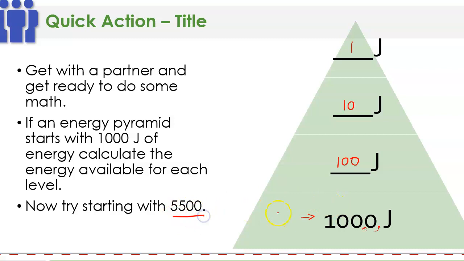If we were to do it with 5,500 joules instead, so let's say down here we've got 5,500 joules of energy instead of 1,000 joules. Again, to figure out what 10% of that is, we just move the decimal place over one spot. And so that means we would have 550 joules of energy at the next trophic level. The next trophic level would then have 55. And again, if we move that decimal over one place, then at the top trophic level, we would end up with 5.5 joules of energy. All right.